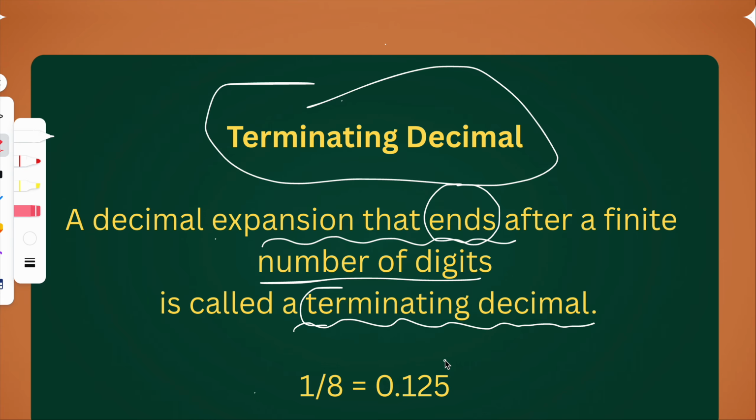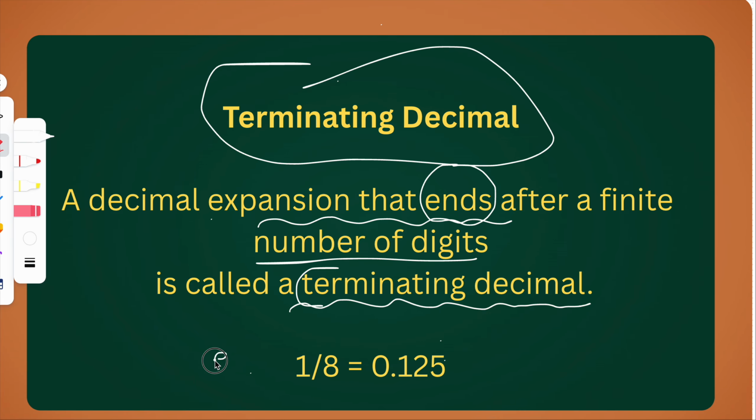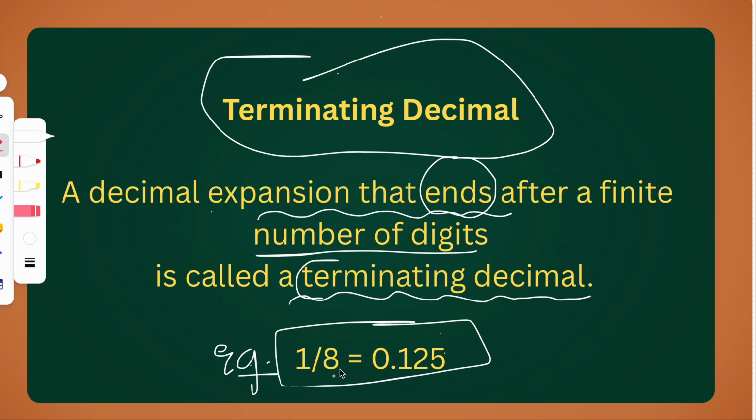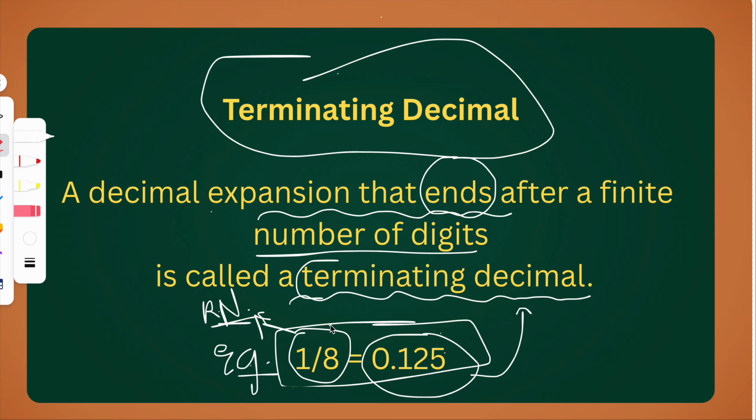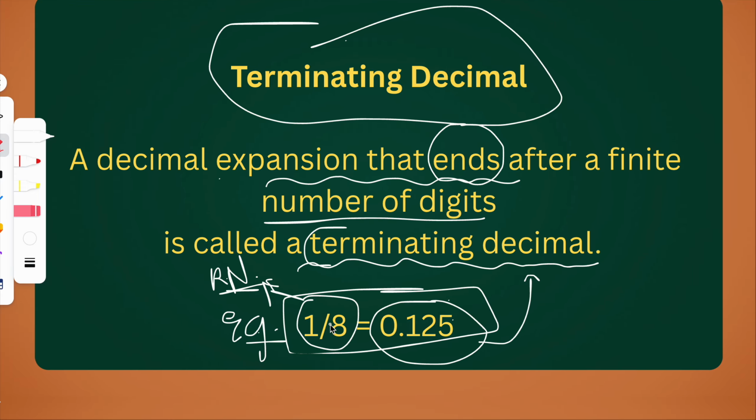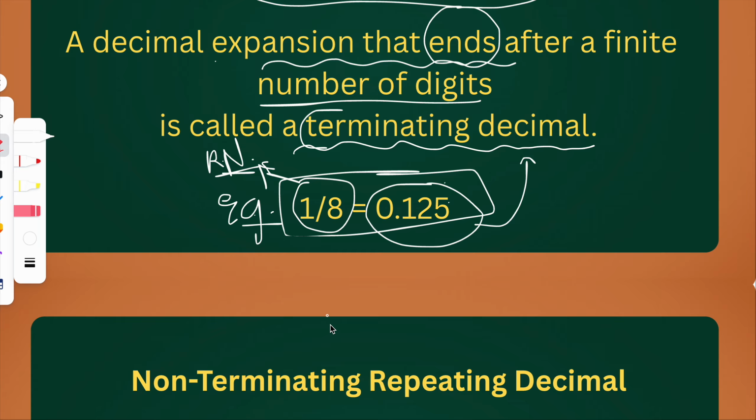Okay, so if I take an example of 1 by 8, so 1 by 8 is basically 0.125. So this is a terminating decimal, and this 1 by 8 is a rational number. So basically the decimal expansion of 1 by 8 is a terminating decimal, that is 0.125. Okay, so let's move forward and see what is a non-terminating decimal.